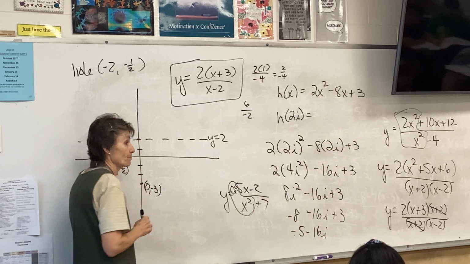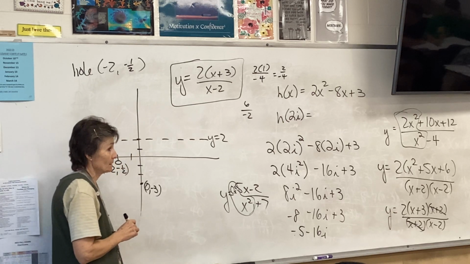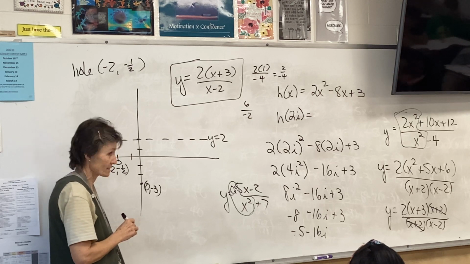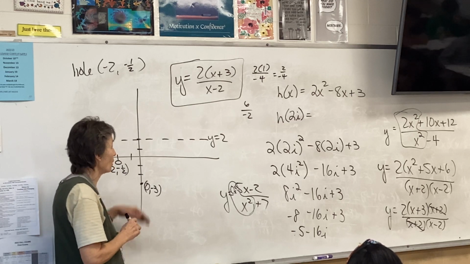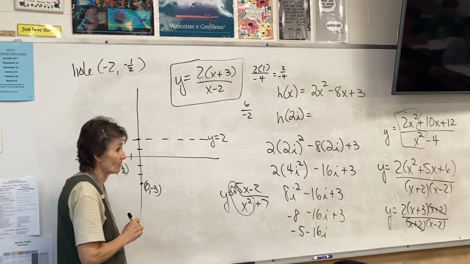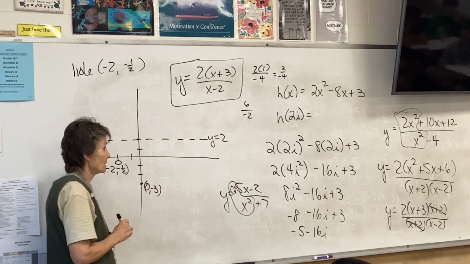When do you do synthetic? When the power on the top is bigger. And that would not generate a horizontal asymptote, that would generate a slant asymptote. Your horizontal asymptotes only exist if the powers match or if the one on the bottom is bigger. If the one on top is bigger, you'll have some kind of a slant.